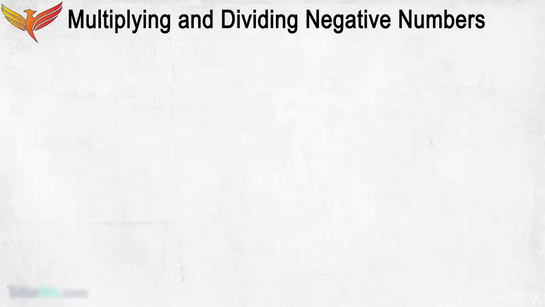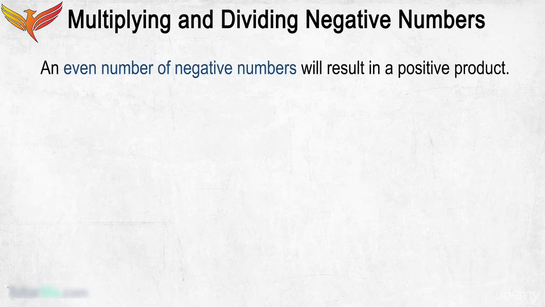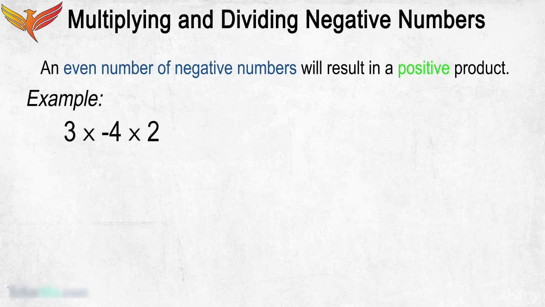Let's take a look at how to multiply and divide negative numbers. An even number of negative numbers will result in a positive product. For example, 3 times negative 4 times 2 times negative 1 is equal to 24. Because there are two negative numbers, which is an even integer, our product is positive.